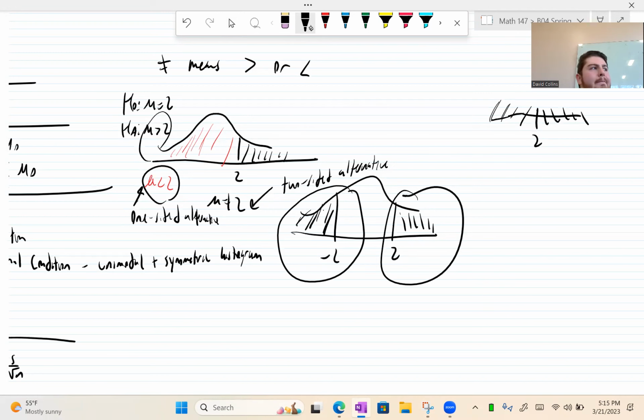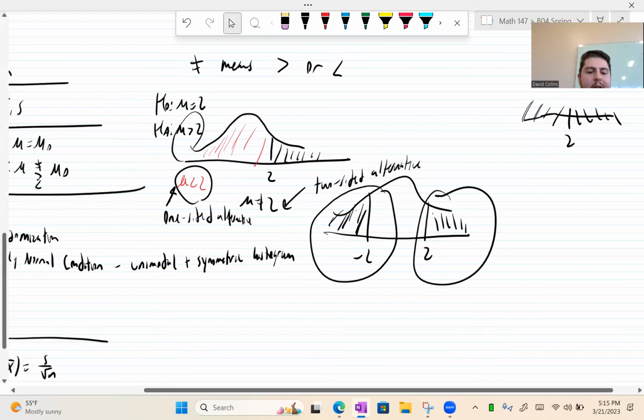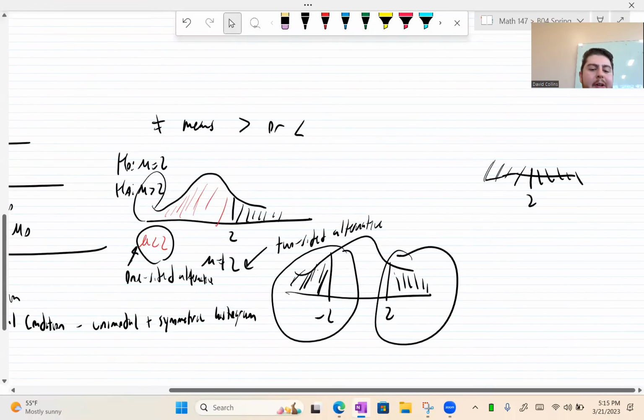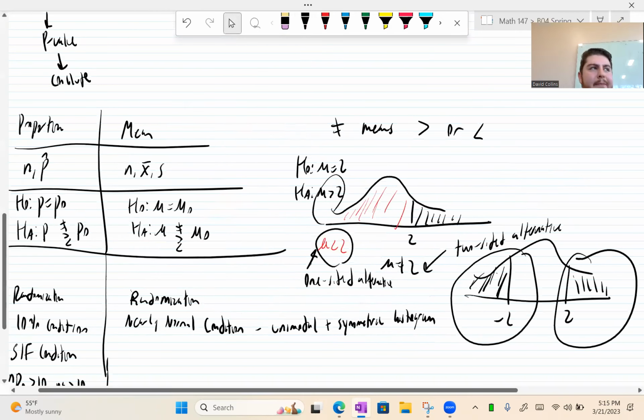How does everyone feel about that? Because drawing this picture incorrectly means you'll probably get the wrong p-value, even if you did everything else right.